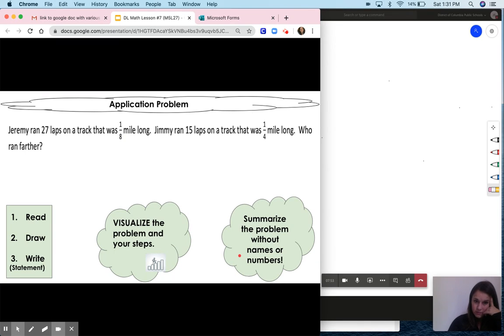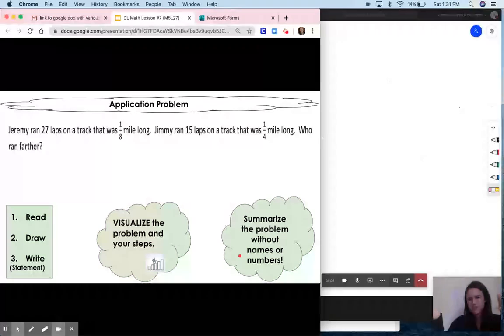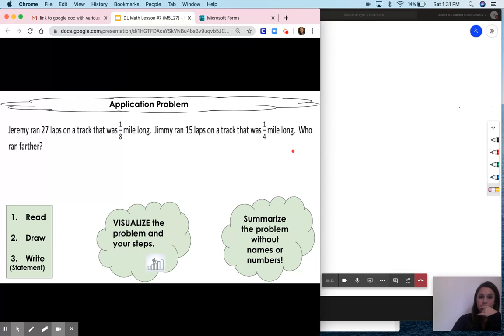Another guy, Jimmy, ran on a track. Were they the same size tracks? No, different size tracks. He ran 15. Now, just because one ran 27 and one ran 15, you can't quite compare it like that because they didn't run on the same size track. Okay, so pause the video if you want to go solve it by yourself and then come back and check how I solve it, okay?